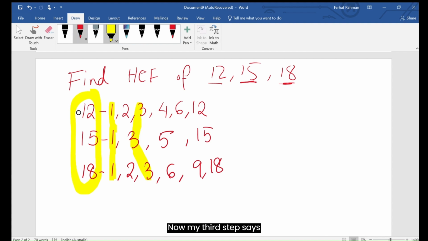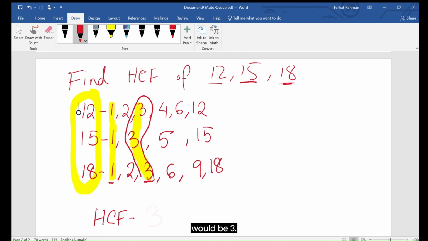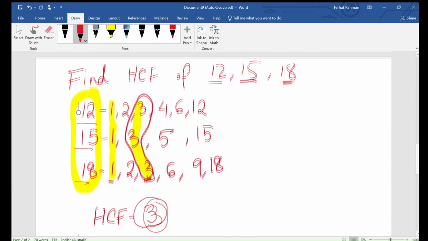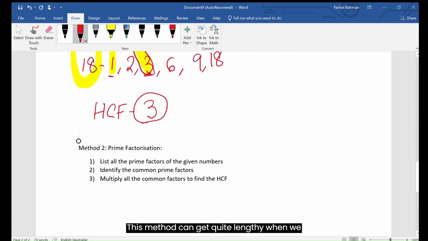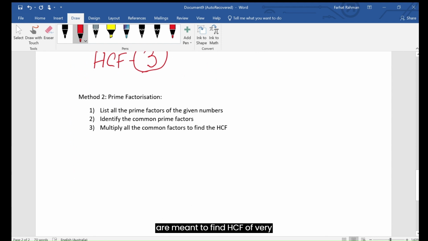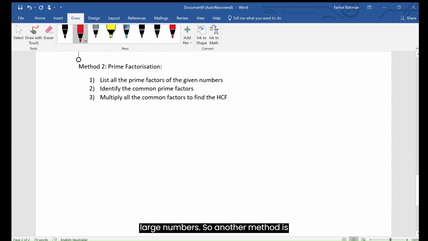Now my third step says the greatest of all the common factors would be my HCF. So I've got two common factors here, 1 and 3, and the greatest factor would be 3. So the HCF of 12, 15 and 18 would be 3. This method can get quite lengthy when we are meant to find HCF of very large numbers.